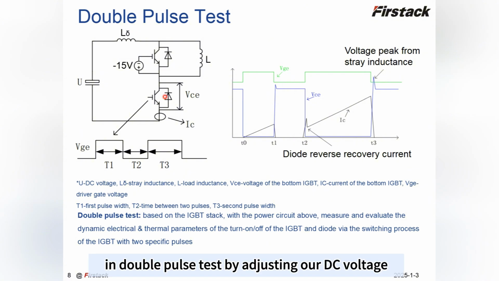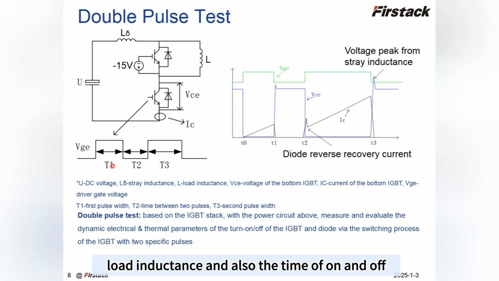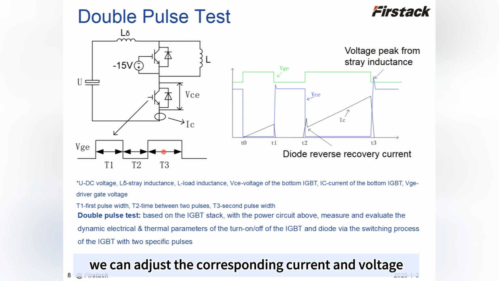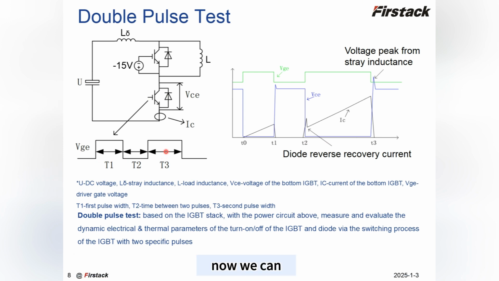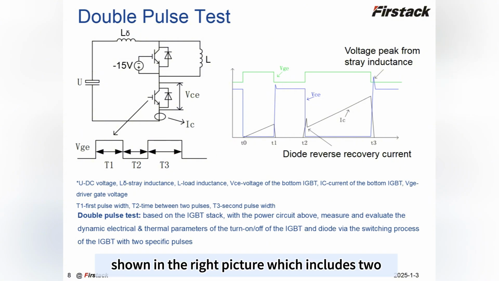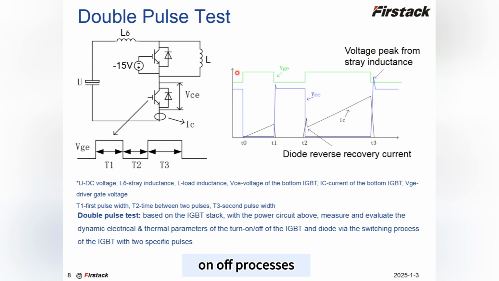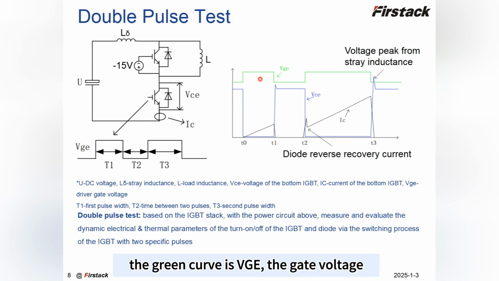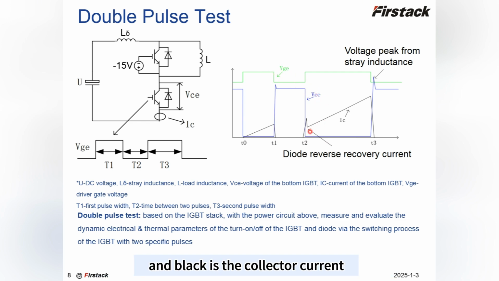In the double pulse test, by adjusting our DC voltage, load inductance, and also the time of on and off, we can adjust the corresponding current and voltage. Now we can adjust our test conditions. The typical DPT waveform is shown in the right picture, which includes two on-off processes. The green curve is VGE, the gate voltage, the blue is VCE, the collector-emitter voltage, and the black is the collector current.